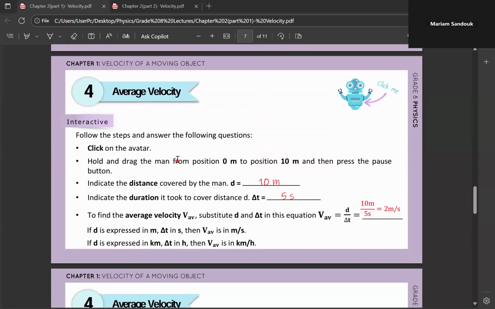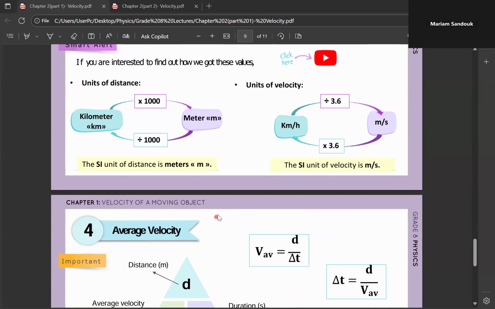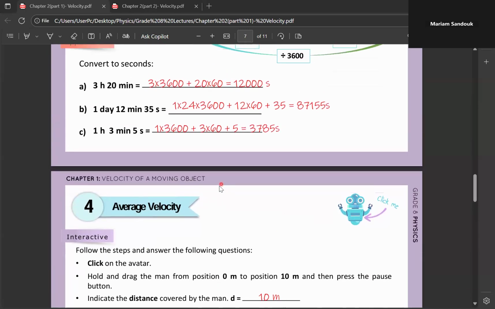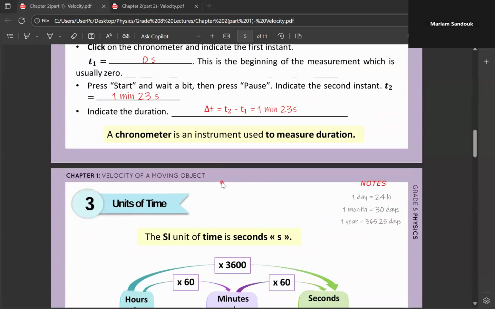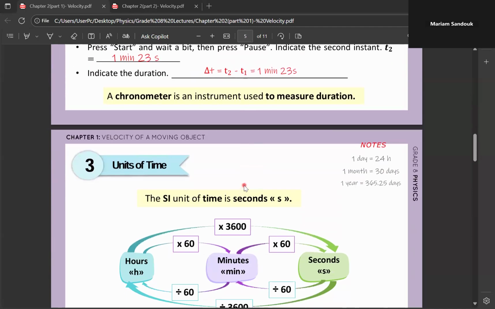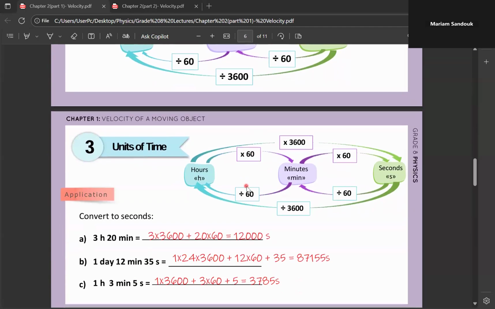Okay, so now what do we mean by average speed? In fact, we have two types of speeds, the average and the instantaneous speeds. What do we mean by the average speed? And what do we mean by the instantaneous speed? The instantaneous speed is the speed of a moving object at a certain instant. Remember the instant here? At this instant, I look at how much the instantaneous speed is.